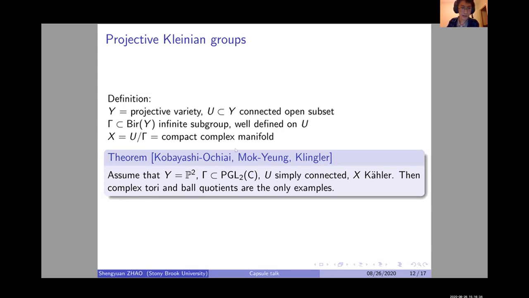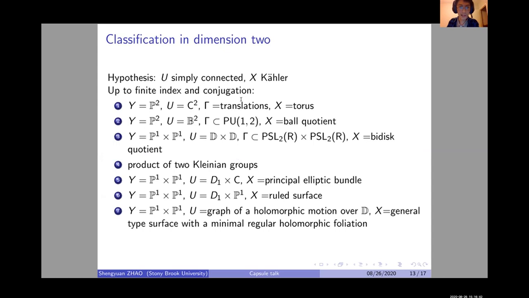Okay, and the result of my thesis is the following classification in dimension two. So I still assume that U is simply connected and the quotient manifold X is scalar, but I assume no more that Y is a projective line, and I assume no more that the group is an automorphism group. The classification is as follows. There are seven possible cases.